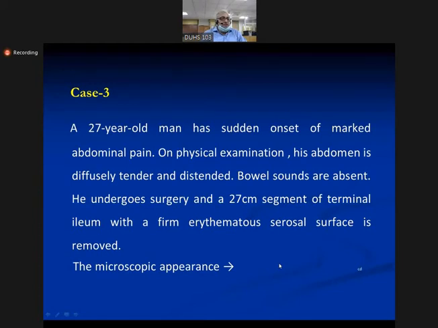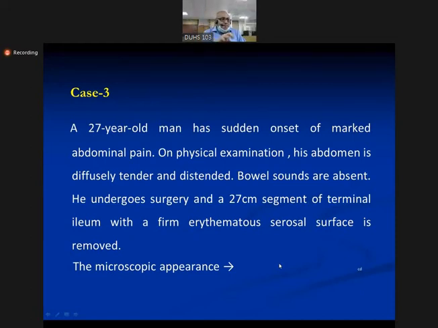Okay. So in the first two cases, case one and case two, we have one category of inflammatory bowel disease that we will be discussing in subsequent slides. Now in case three, again, we have an inflammatory bowel disease, but it is somewhat different from the first two cases. So I wanted you to have a look at these cases. Then we can discuss what is inflammatory bowel disease and how many categories of inflammatory bowel diseases there are.